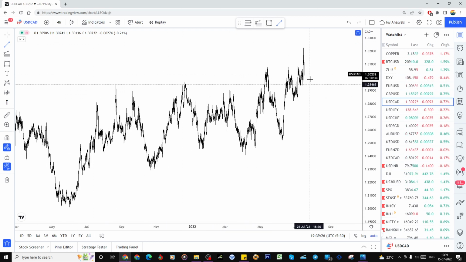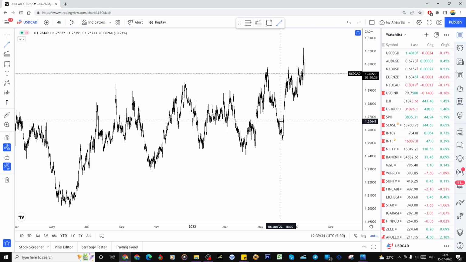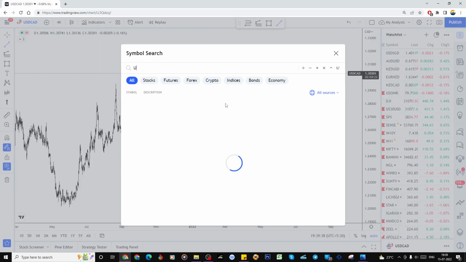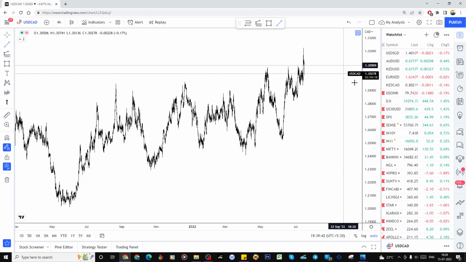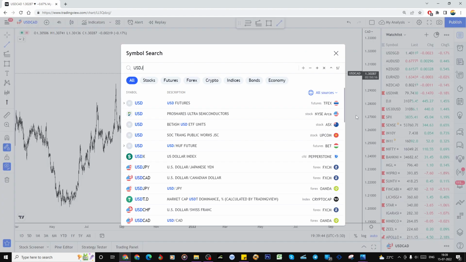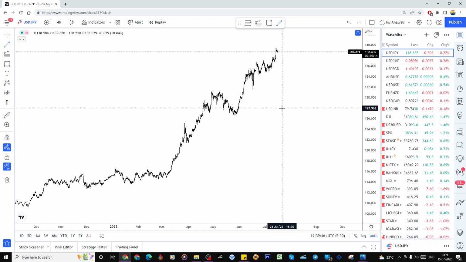So if it is going higher, what will be the correlation to the DXY and the correlation to the US oil? So let's come to the next. And later I will show you that US oil. So USD JPY. So that is also beautiful.